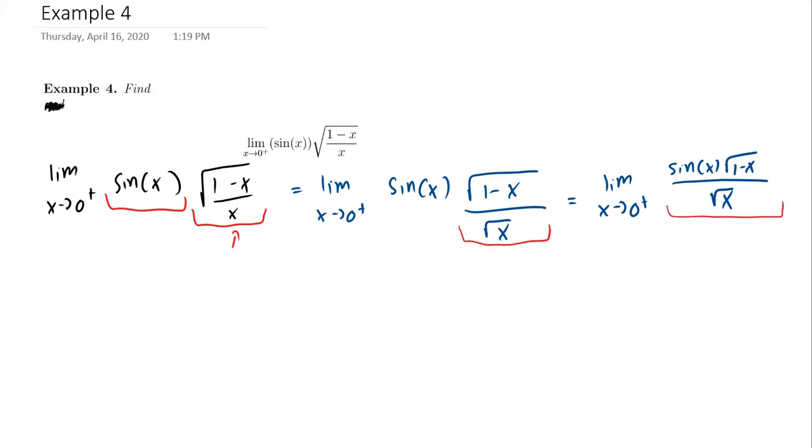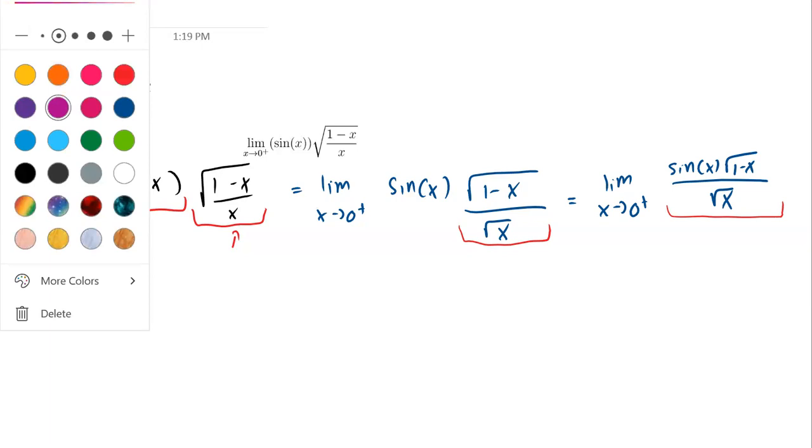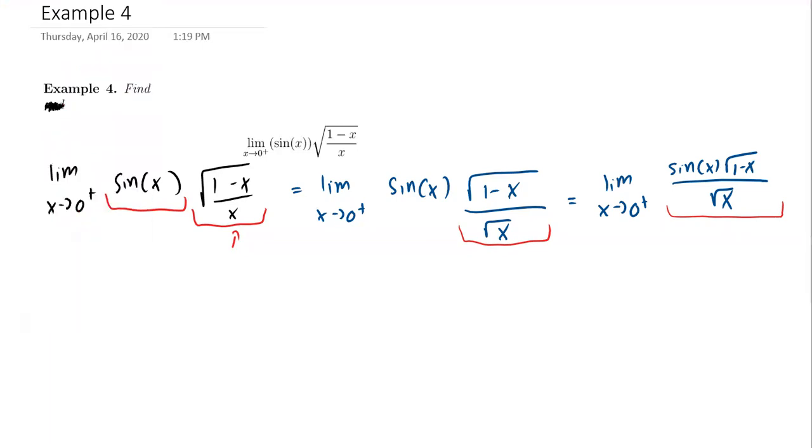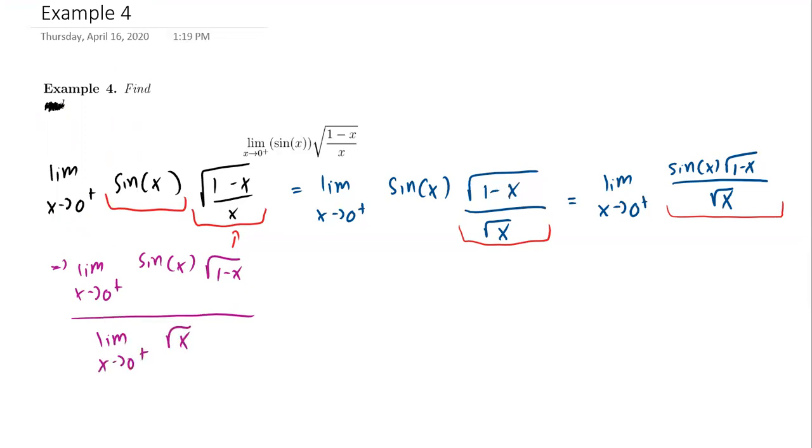And now let's see what happens if we take the limit of the top divided by the limit of the bottom, because now we have a quotient. Now we can actually see if L'Hopital's rule applies. So if I do that, let's see what it looks like. I take the limit as x approaches 0 from the right of sine of x times square root of (1 minus x), divided by the limit as x approaches 0 from the right of square root of x.